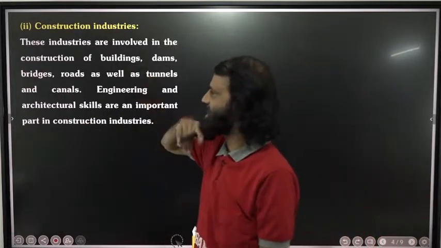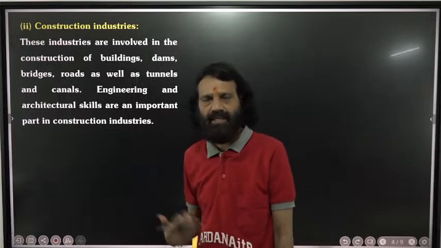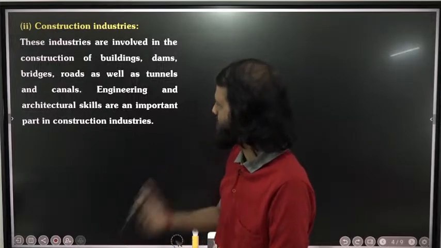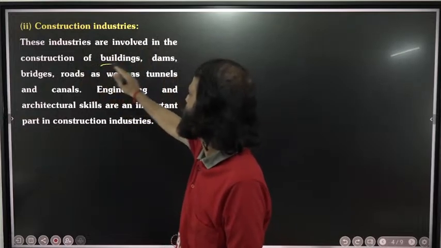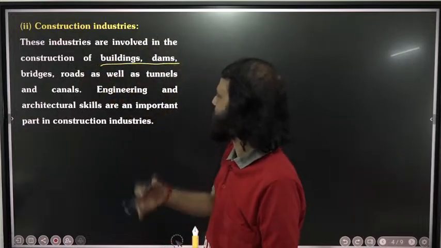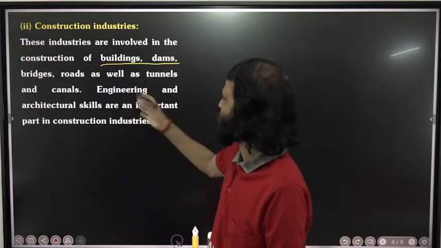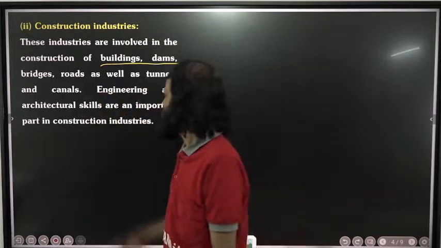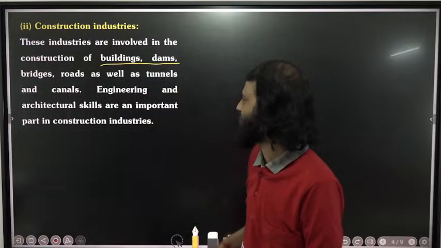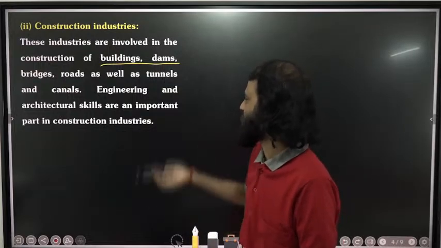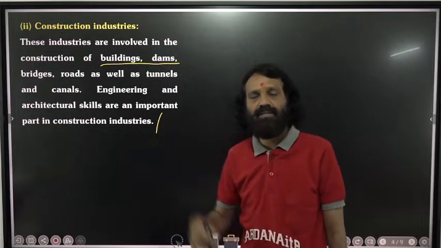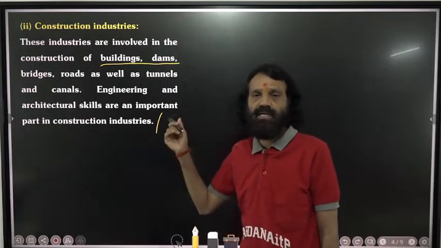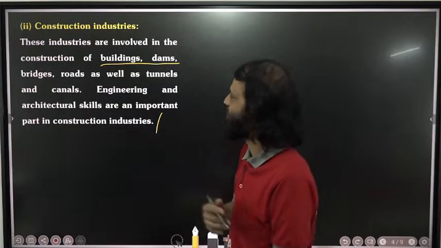The construction industries, yes of course you know what construction industries do, they construct. These industries are involved in the construction of buildings. They build buildings, dams, bridges, roads as well as tunnels and canals. Engineering and architectural skills are an important part in construction industries. Of course, all these are part of infrastructural development.